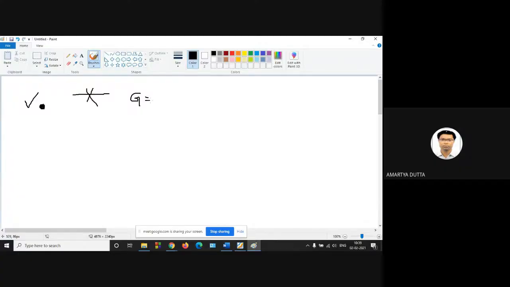So G is equal to G of V, E. It is a set of vertices and a set of edges. There will be a relationship between this V and E. V is a finite non-empty set of vertices and E is a set of pairs of vertices. These pairs are called the edges.